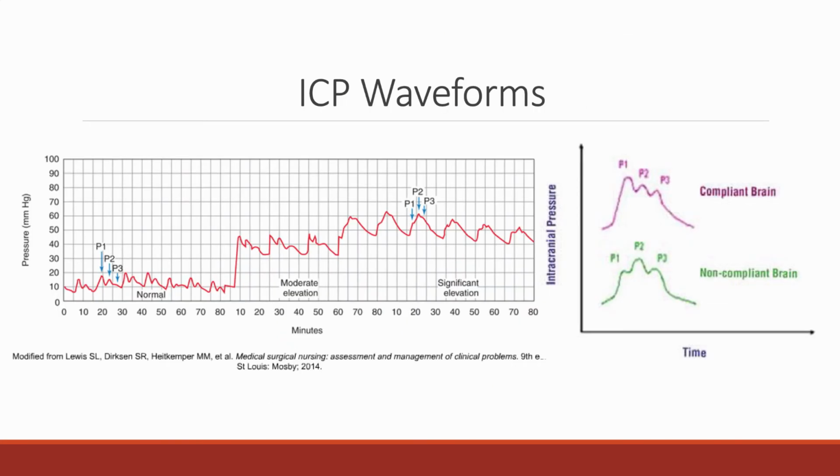These are different ICP waveforms. I'm no expert at this, but you can see that the P1 waveform should be the biggest, and then the P2, and then the P3 is the smallest and almost imperceptible here. But with significant elevation in the ICP, the P2 actually becomes higher. And so in a compliant brain, again, the P1 is the highest. In a non-compliant brain, the P2 is the highest.